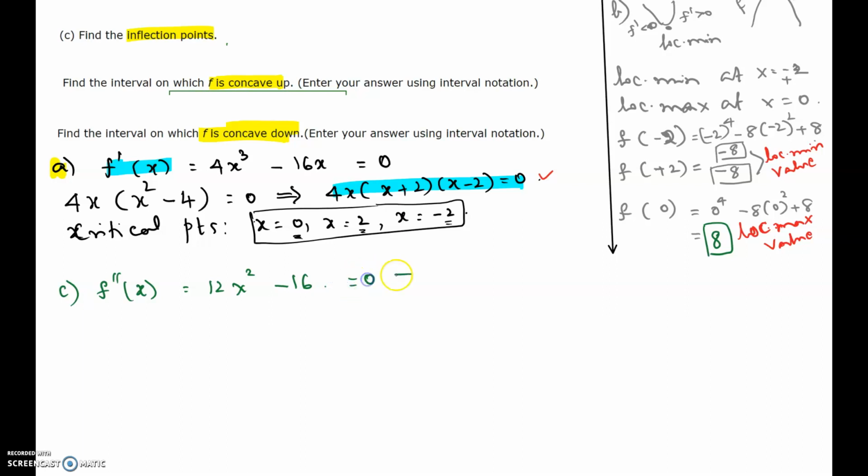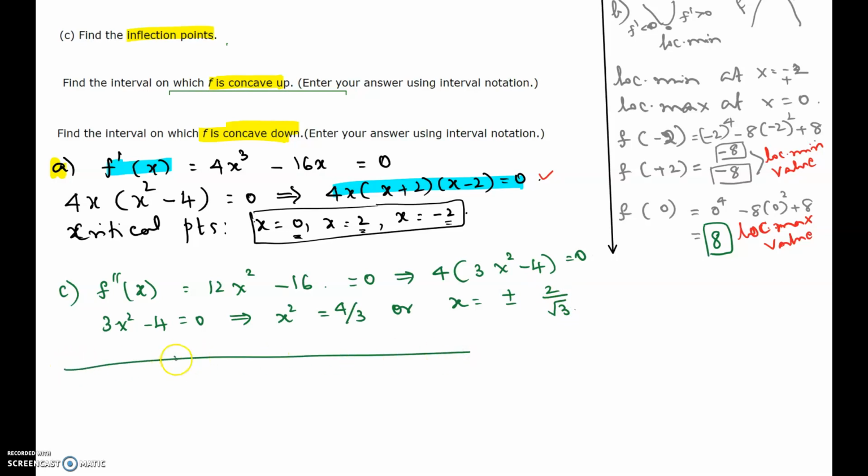So setting this to 0, we get 4 can be taken out. So it is 3x squared minus 4 equal to 0, which would mean x squared equal to 4 over 3, or x equal to plus or minus 2 over square root of 3. So now we have to divide the number line into 3 regions: -2 over root 3 and 2 over root 3. Place them in that order.